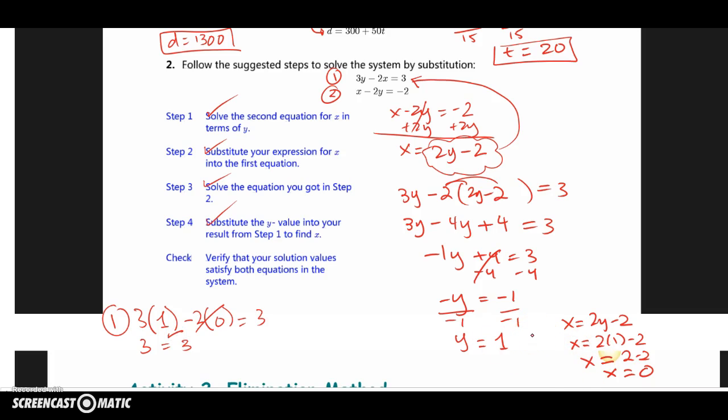Let's double check to make sure it also works for the second one. Once I put the 0 and 1, the x and the y value, in equation 2, I get negative 2 equals negative 2, and that also checks. So we verified our solution. We've solved it correctly because the ordered pair works for both equations.